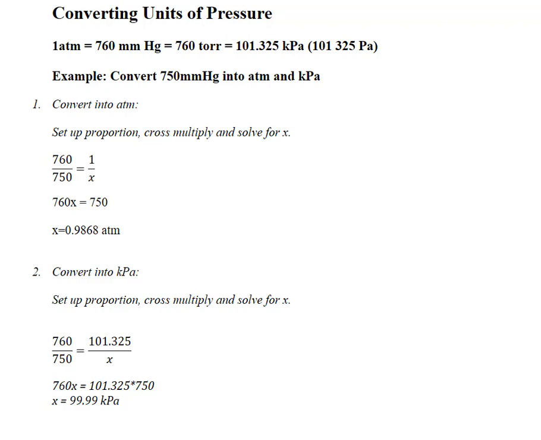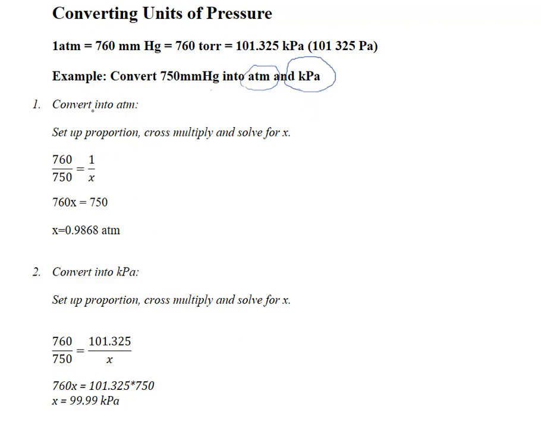One of the things in this unit that you're constantly going to need to do is to examine and monitor and make sure that your units of pressure are consistent or what they need to be in. So you need to be very competent at switching and converting units of pressure. In this example, we're going to convert 750 millimeters of mercury into atmospheres and into kPa.